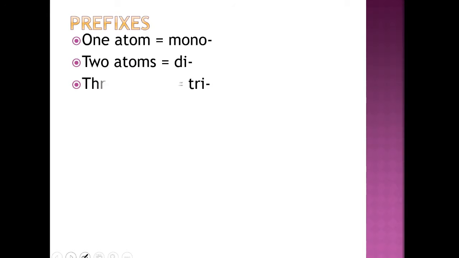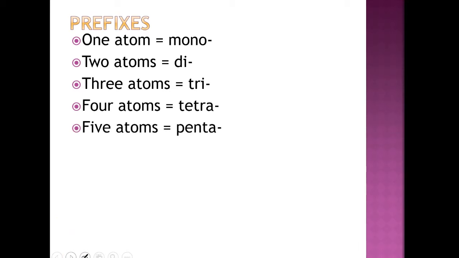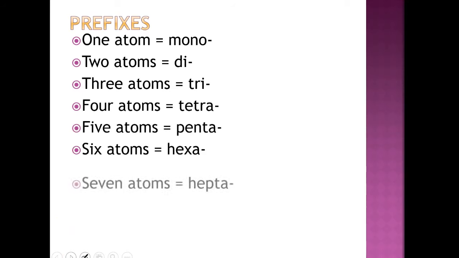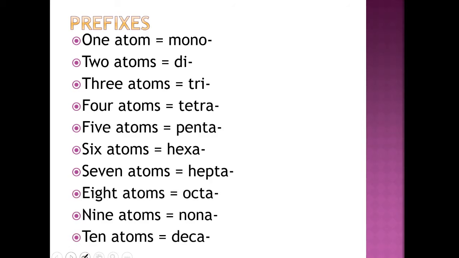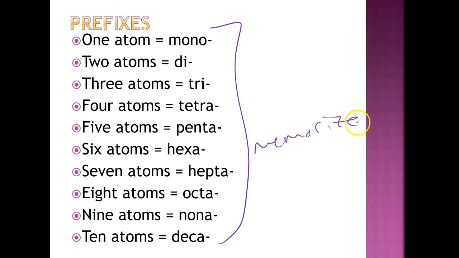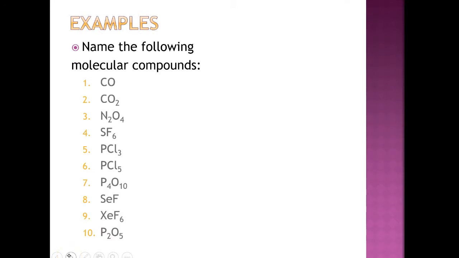Okay, and so the prefixes are listed here. 1 is mono, 2 di, 3 tri, 4 tetra. After that, they start to make sense from geometry. Penta, hexa, you may not have heard of hepta, octa, nona, and deca. Okay, those are the 10 different prefixes. You will have to memorize these. Most of them make sense. It's not quad, by the way. Most people do quad.